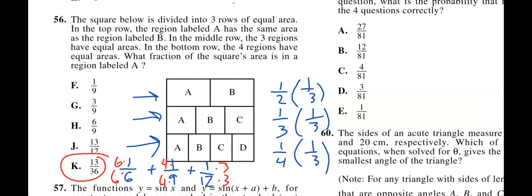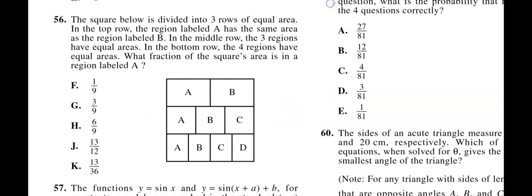Now, could you do this differently? Yeah, you could divide that thing up into 36 little pieces. You could get the common denominator, and then you could figure out how many of them you had in A. Any other strategies somebody thought of? I think that would be the easiest thing, but I'm sure there's something else.